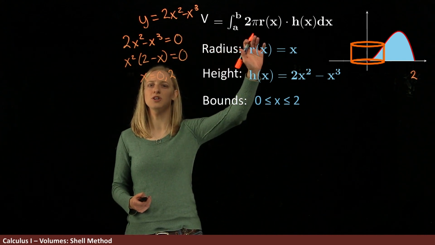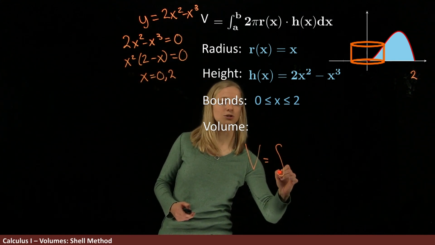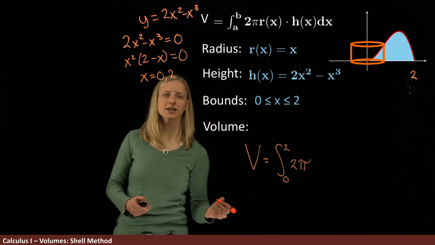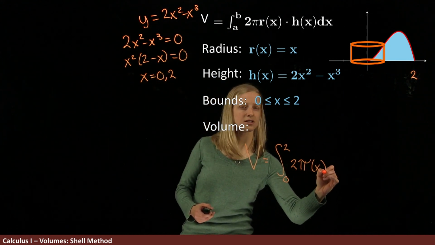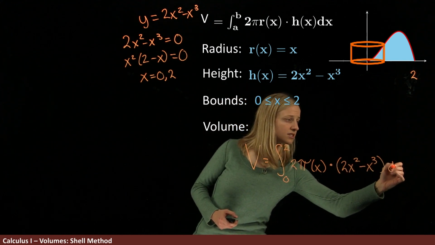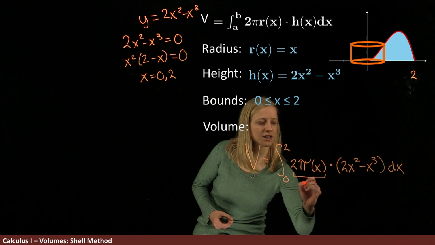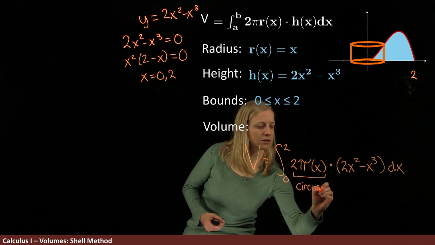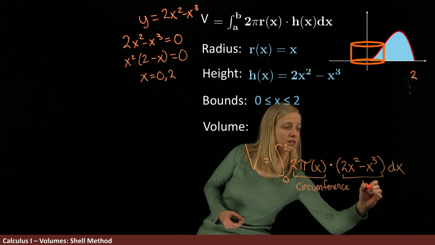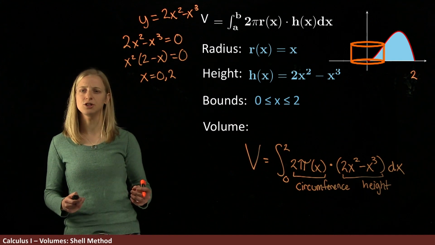With that, and with our equation up here, we're able to find the volume. So our volume is going to be the integral from that bound, 0 to 2, of 2 pi r(x), that radius, which is x, times, now our height, 2x squared minus x cubed, dx. And again, the thing to remember is that this part right here, this 2 pi r, is your circumference. And then this part is your height of that cylinder. And that is how you set up the volume for shells.